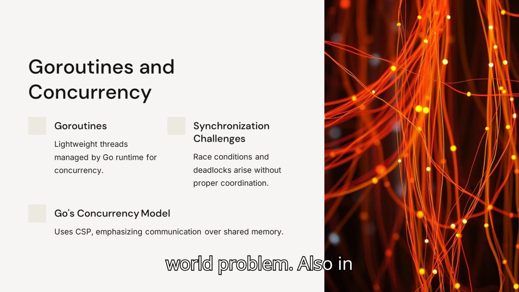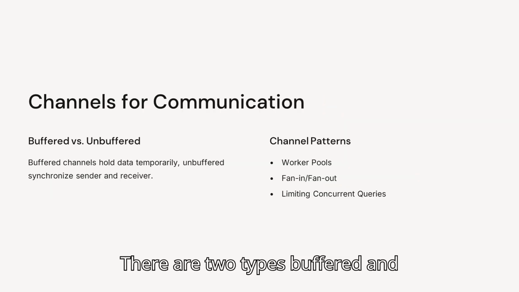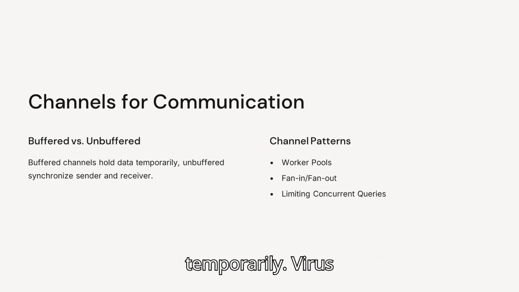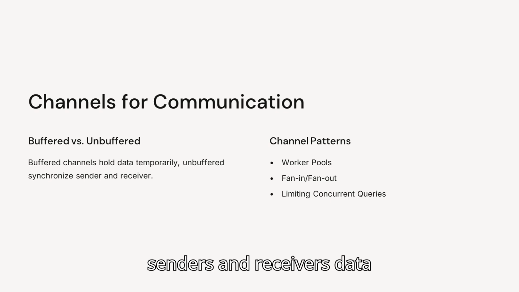Also in the programming environment, channels are used for concurrency communication. There are two types: buffered and unbuffered. Buffered channels hold data temporarily, whereas unbuffered channels maintain the synchronization of senders and receivers.